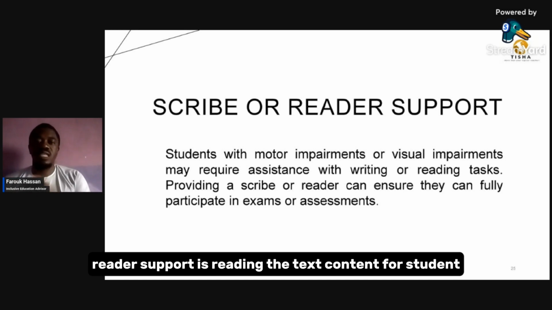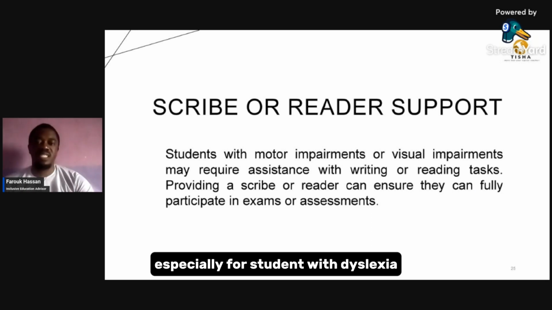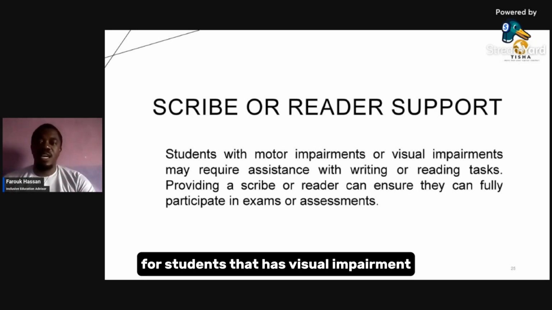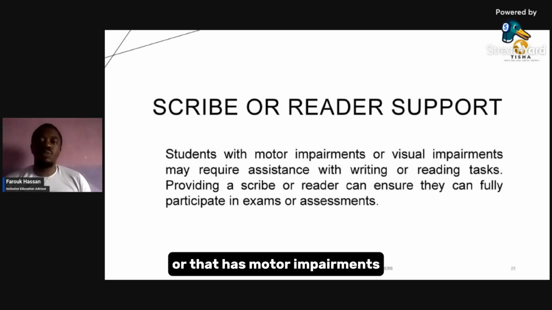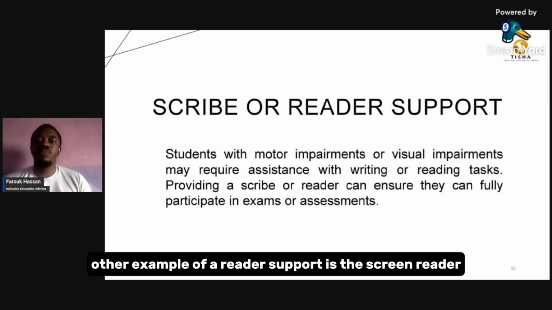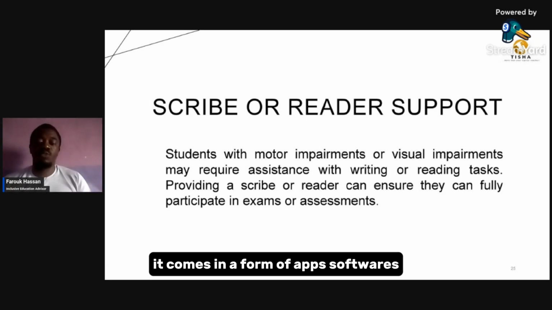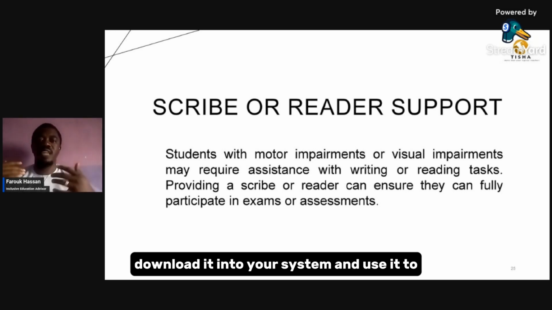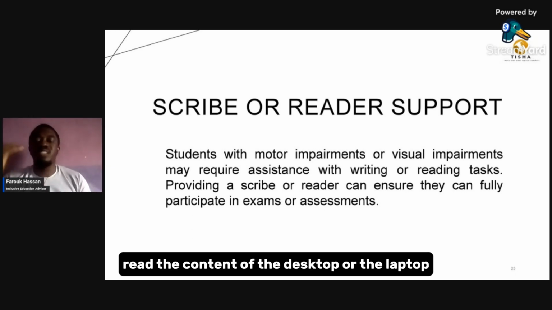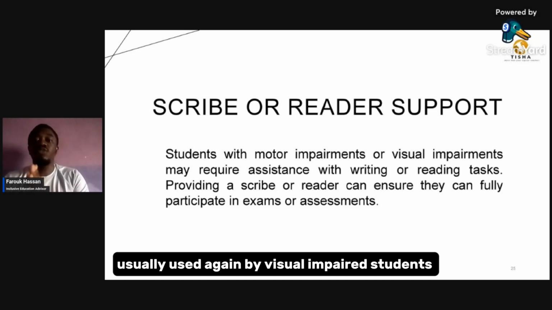Reader support is reading the text content for a student, especially for a student with dyslexia, or a student that has visual impairment or motor impairments, so they can't read or write for themselves. Reader support helps them do that. Another example of reader support is the screen reader. It comes in the form of apps and software. Download it into your system and use it to read the content of the desktop or the laptop, usually used again by visually impaired students.